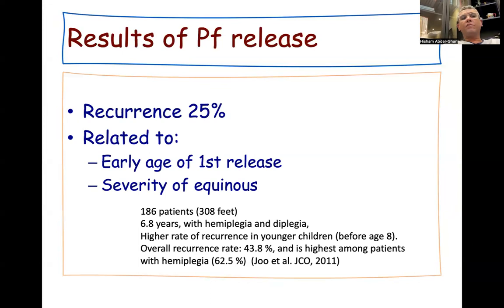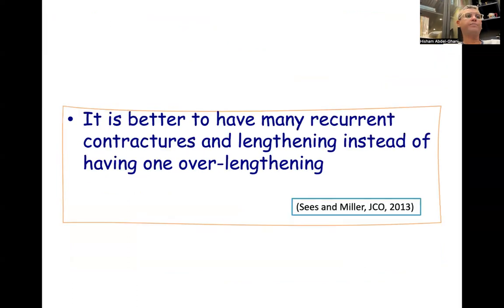What are the results of plantar flexor release? Recurrence in 25% of cases. The earlier the intervention, the higher the rate of recurrence. The severity of the equinus and shortening of the plantar flexors indicate a higher incidence of recurrence. So we have to warn the parents that if we do surgery early, they may have a recurrence, and they have to stick to night splinting and daily stretching exercise to try to prevent, as much as we can, the recurrence of the deformity and the need for another surgical intervention.